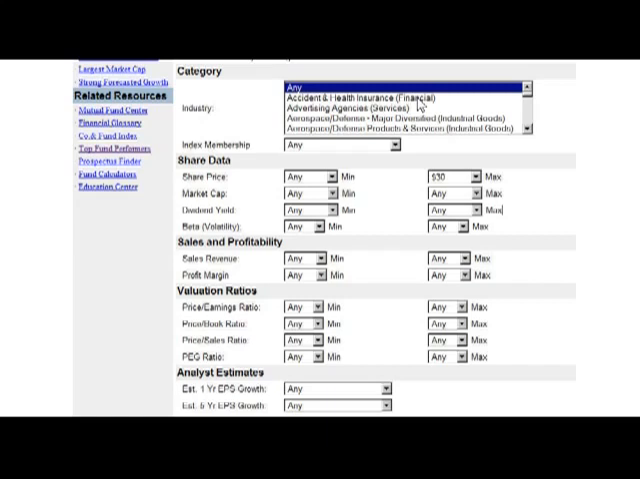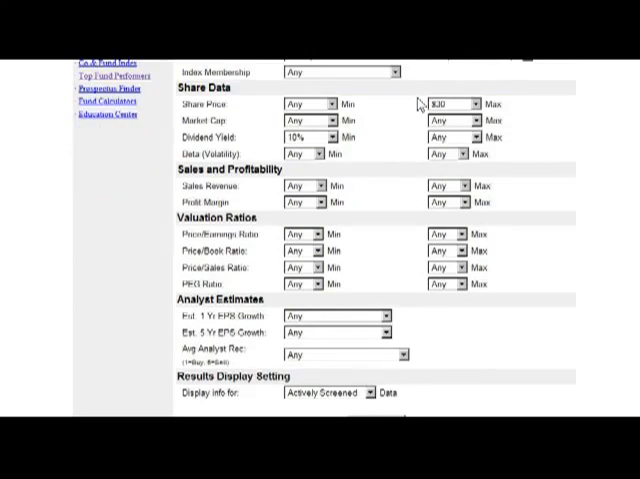Market cap, I don't care. Dividend yield, well, we're going to set the minimum at 10%. That means we're not going to look at junk. Beta, we don't care. Sales revenue, we don't care. Profit margin, well, that's kind of cool, but we don't really need it right now. We don't need any of that stuff. It's all grand illusion. That's all smoke and mirrors to confuse you and scare you because it's so complicated.